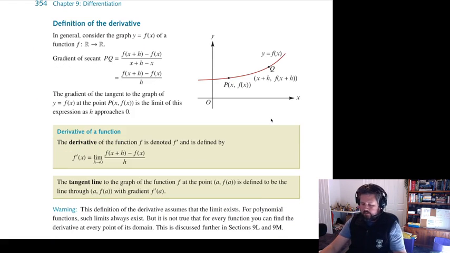Again, there is more information on the definition of the derivative. Happy for you to read that, but essentially I know that in year 11 you guys should have looked at derivatives based on first principles.